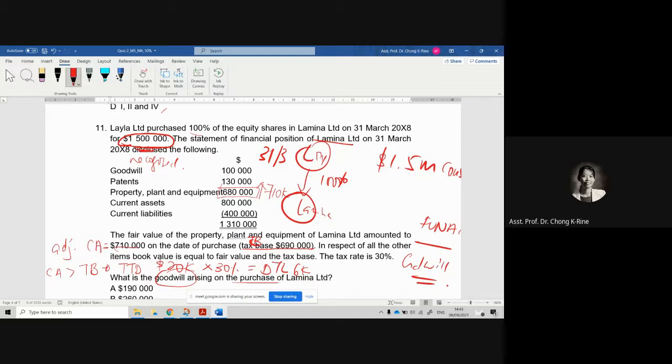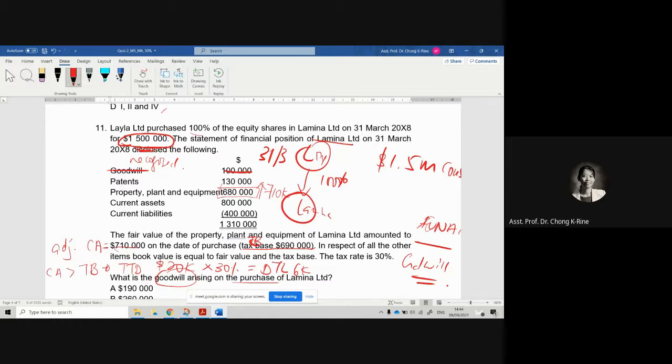Now, the goodwill here is the goodwill in Lamina before acquisition, right? Internally generated goodwill is not counted. Internally generated goodwill is not counted. Therefore, we will not include this when we calculate our fair value of identifiable net asset. All right, this question is actually very difficult. I don't know why so many got it correct.